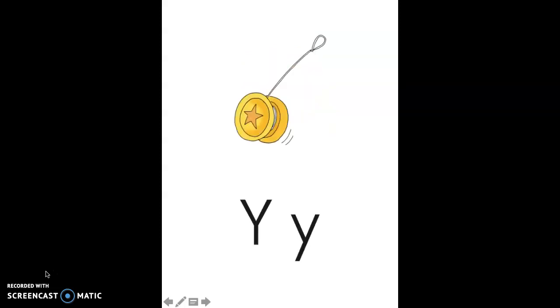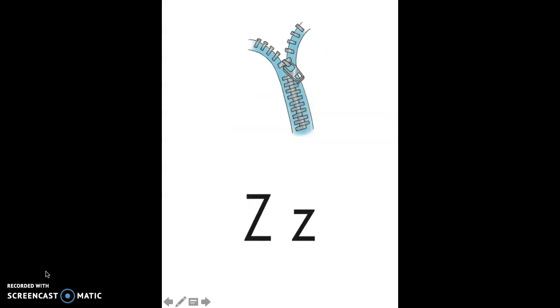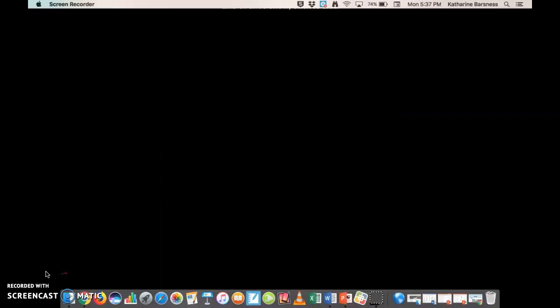Y for yo-yo, ya. Z for zipper, z. Letters and sounds are all you need. Put them together and you can read.